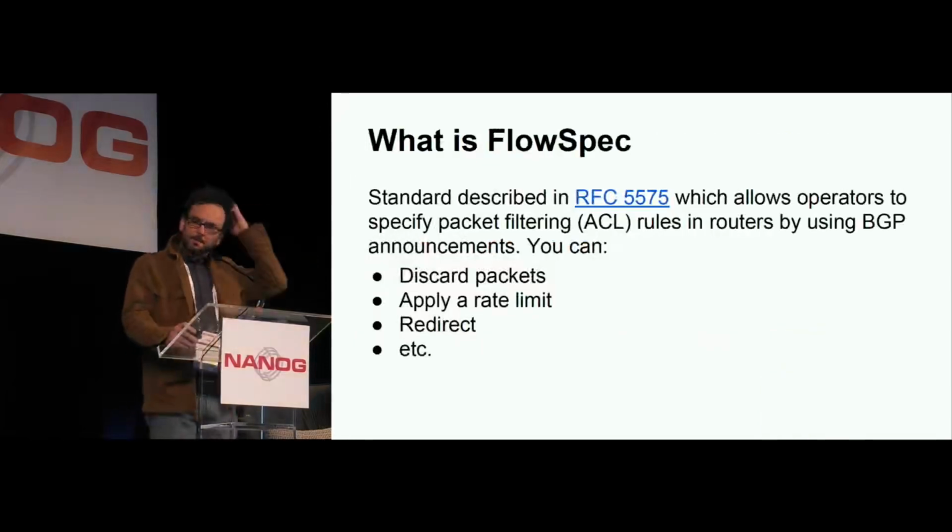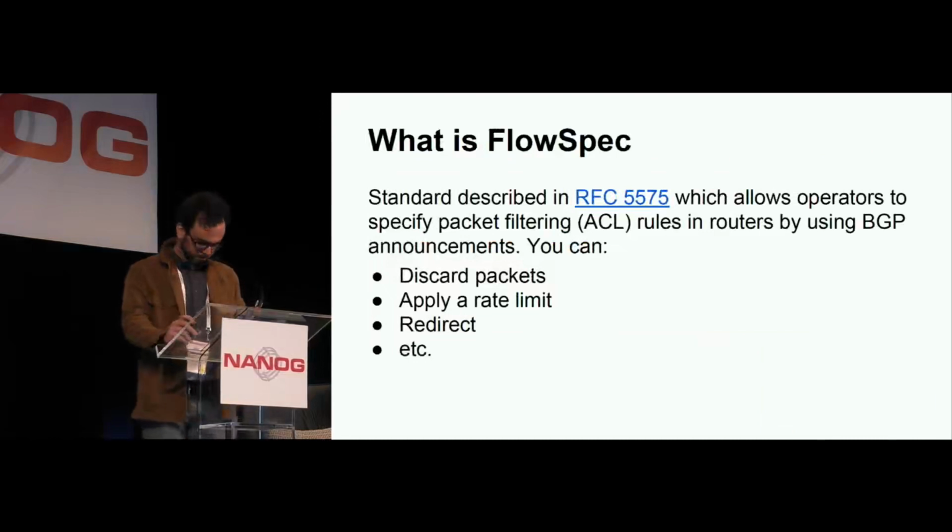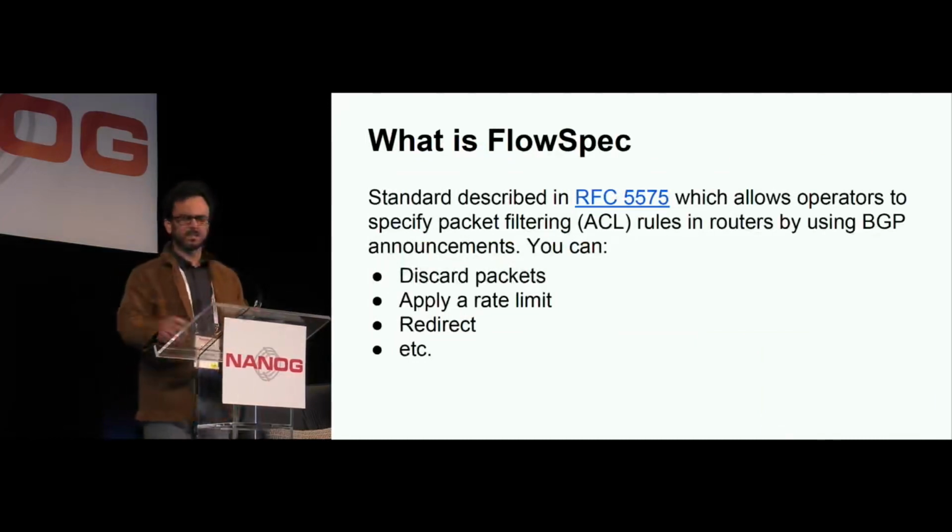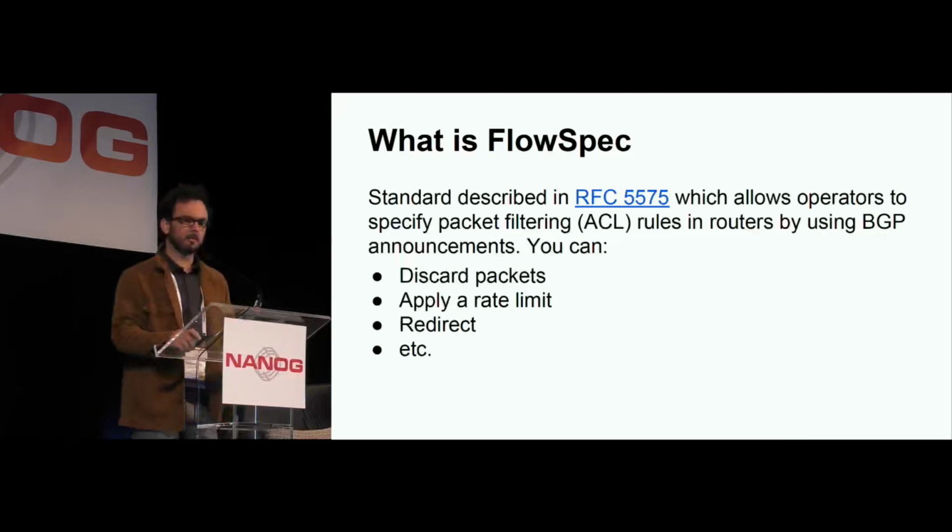So what is Flowspec? Because that's where I'm going. Flowspec is a standard. It's been around, I think, from 2009. There's an RFC that you should read about it. It allows you to specify not routes, but filter specifications, or ACLs, basically. And based on those ACLs, you have the option to do several operations on those packets that match the ACL. You can discard them, you can apply a rate limit, you can redirect the packets to a different routing instance, etc. It's very cool.